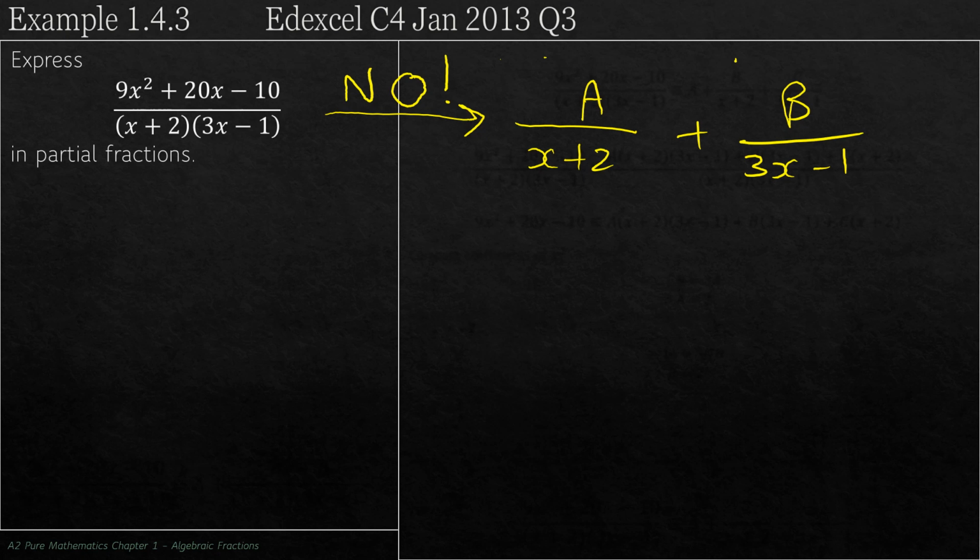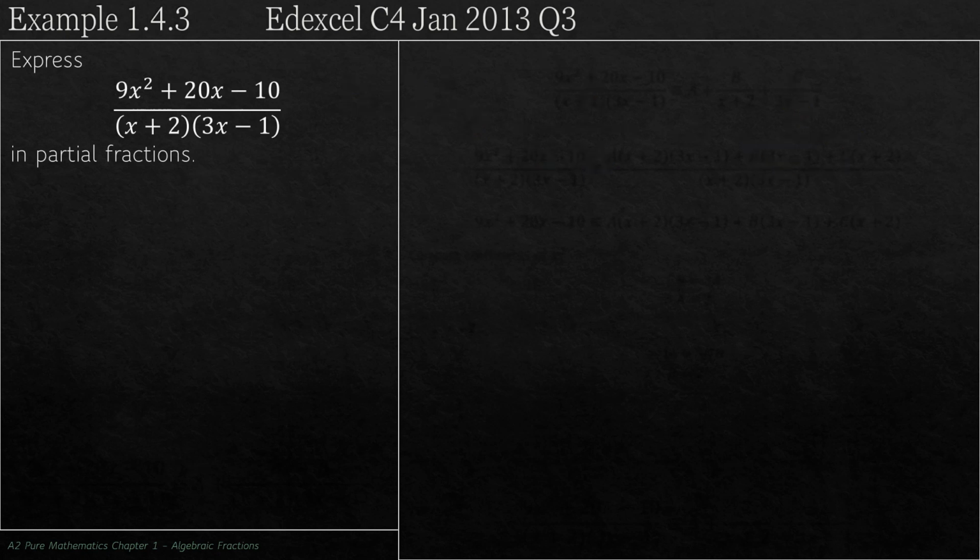So train yourself to always look when you're doing partial fractions and ask yourself, do we have a proper fraction? Well, in this case, no, we don't. We have an improper partial fraction. The degree of the numerator is 2 and the degree of the denominator is also 2. If you imagine expanding the brackets in the denominator, the highest power of x would be 2.